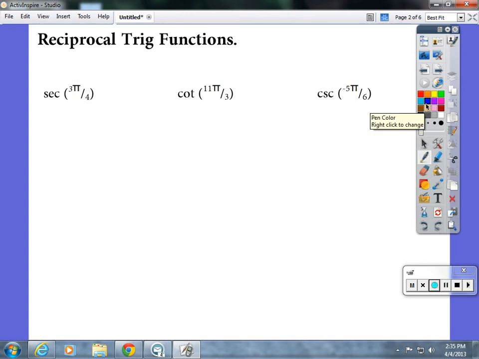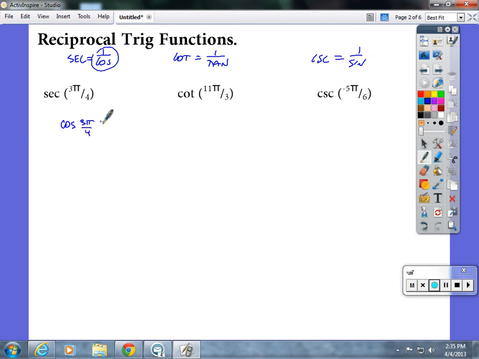So if we're thinking secant, remember here definition-wise, secant is the reciprocal of cosine. Cotangent is the reciprocal of tangent, and cosecant is the reciprocal of sine. So first things first, to know what secant is, we have to know what cosine is. So what is the cosine of 3 pi over 4?